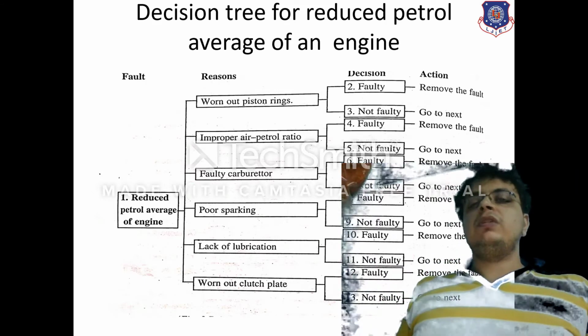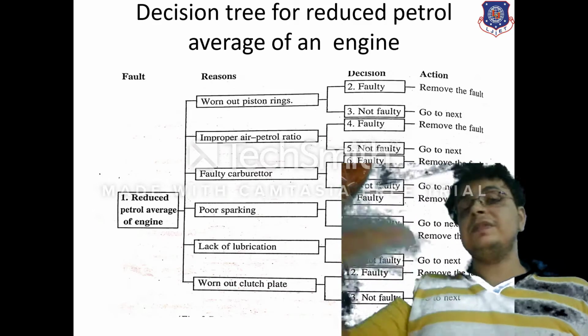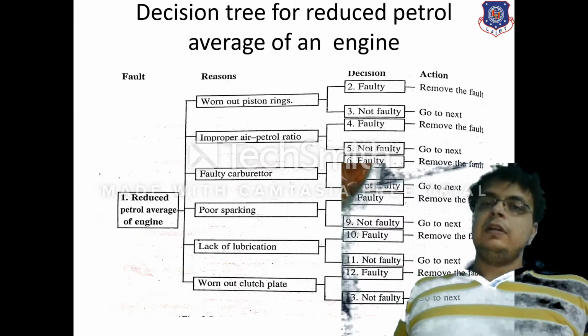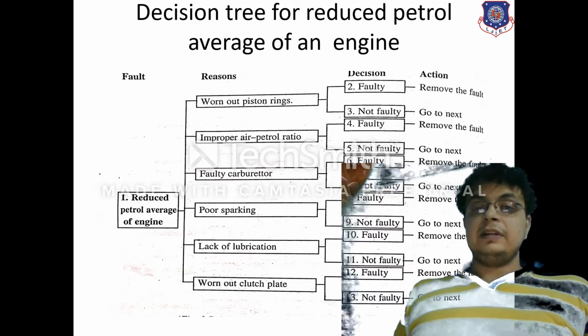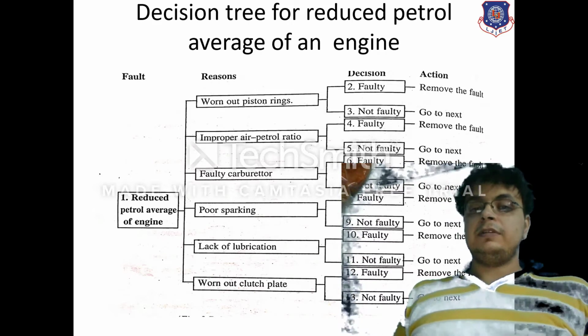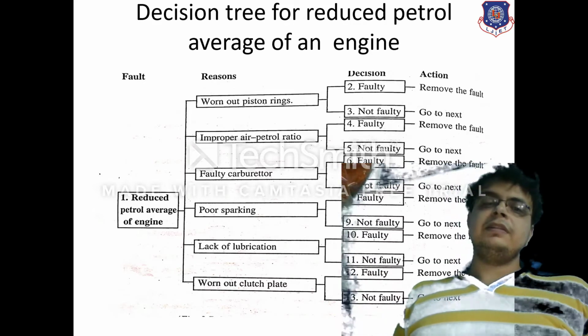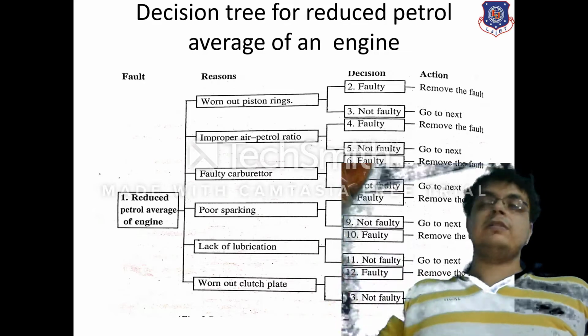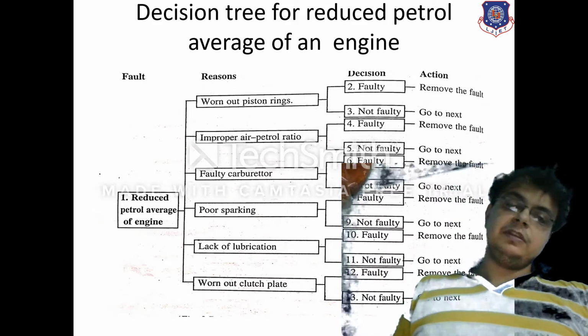So the first reason is worn out piston rings. If the piston rings have worn out, it has just peeled out, then also the petrol average will get reduced. Next is the improper petrol ratio. If the fuel tank has more air or less petrol, more air, the engine average can also be reduced.